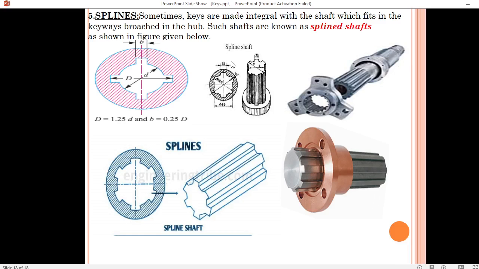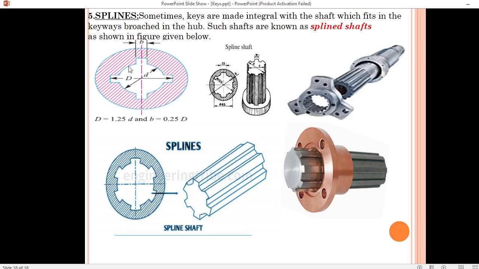Next is our spline keys. So spline keys are made integral with the shaft. Okay, so it is an integral part of the shaft which fits in the keyways broached in the hub. So these are the keyways broached in the hub. Okay, such shafts are known as spline shafts. So this shaft is our spline shaft. Okay, and this is the broached hub.